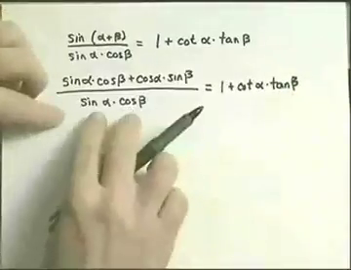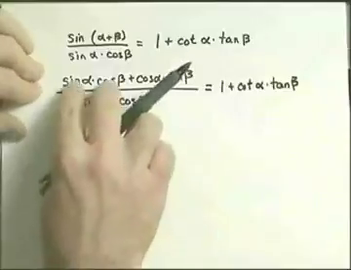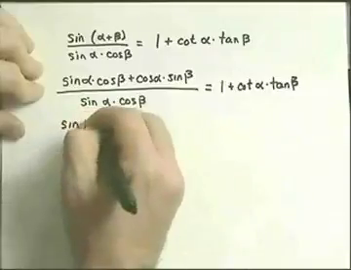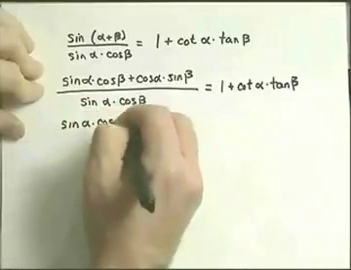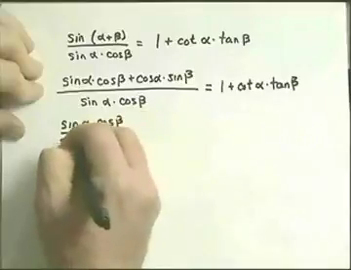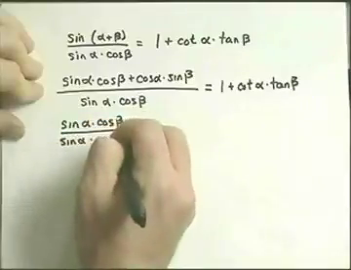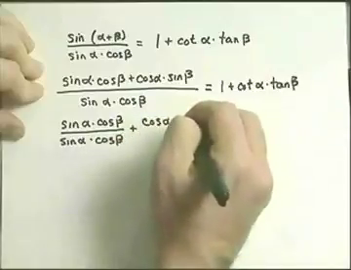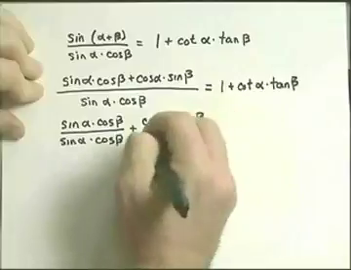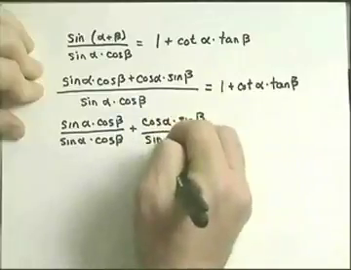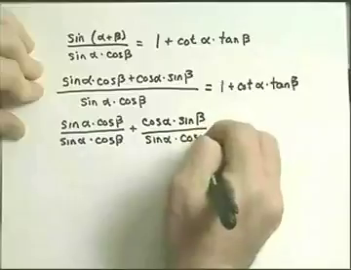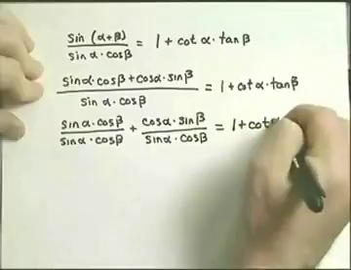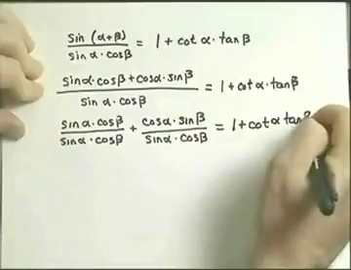Now what we're going to do is take sine of alpha cosine of beta and divide it into each term in the numerator. The result is sine of alpha times the cosine of beta over sine of alpha times the cosine of beta plus cosine of alpha times the sine of beta over sine of alpha times the cosine of beta. And this is supposed to equal 1 plus cotangent of alpha tangent of beta.